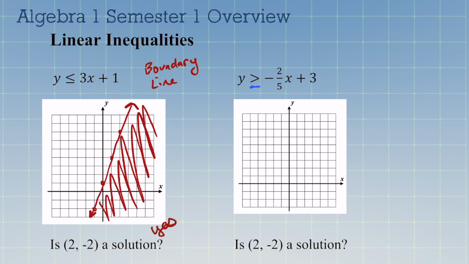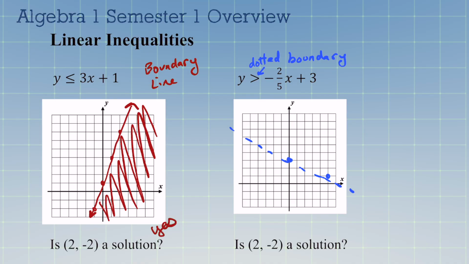Notice it does not have the equal sign here. So when we draw the line, I'm going to go up 3, put a dot, down 2 to the right 5. We draw a dotted line to show that the line is not part of the solution. So we do a dotted boundary line, and that's because it does not have the equal sign there.